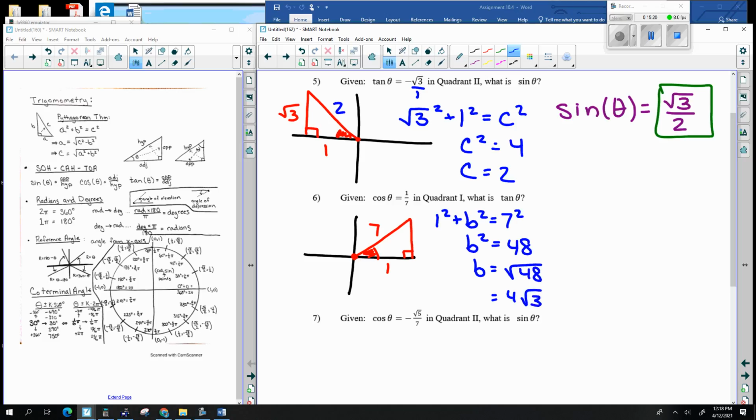Okay, 4 root 3. All right, so that means the tangent is the opposite over the adjacent. This is just straight up 4 root 3. It's positive in quadrant 1. Positive.